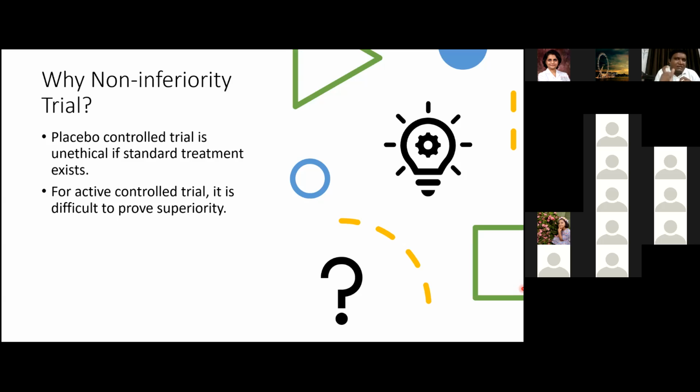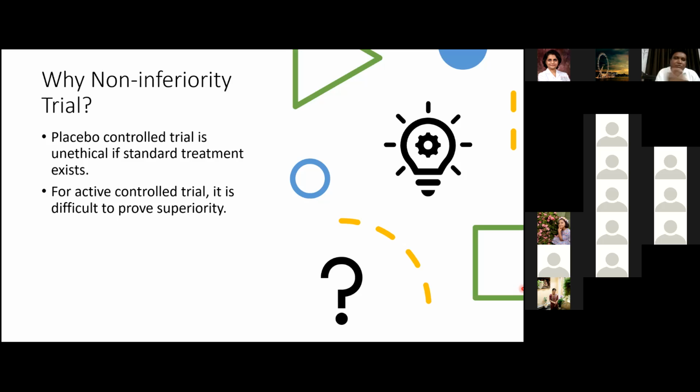unless the experimental therapy works very well, it is very difficult to prove the superiority. Okay, so that is why you will find the non-inferiority designs more in the industry sponsored studies. If the industry sponsored studies or the regulatory studies are designed to be superiority studies, then they can never get an approval for their treatment.